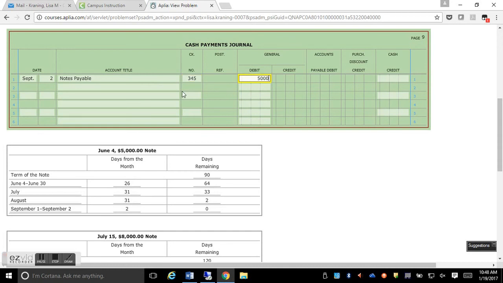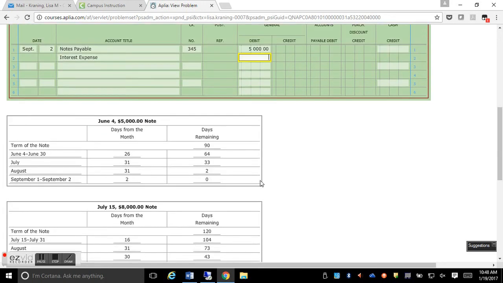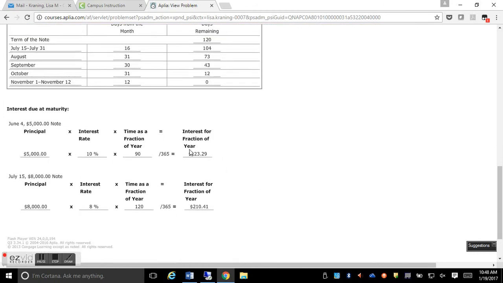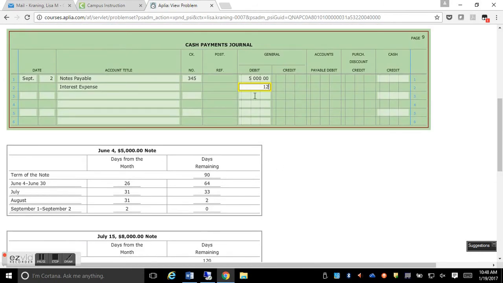The next line is going to be how much interest did we have to pay. That interest is an expense of ours because we are going to have to pay extra money in. Our interest we figured out right down here is $123.29. Then you're going to add these two for your total that you're going to have to pay back.